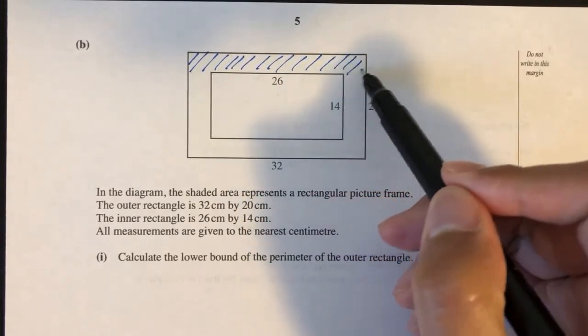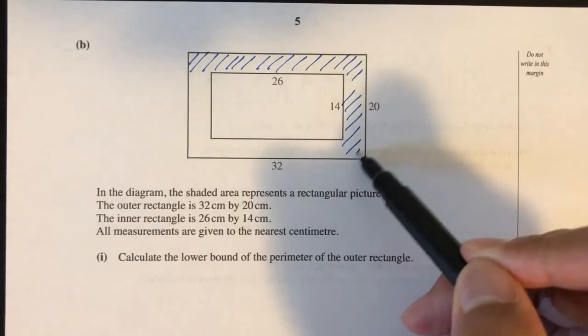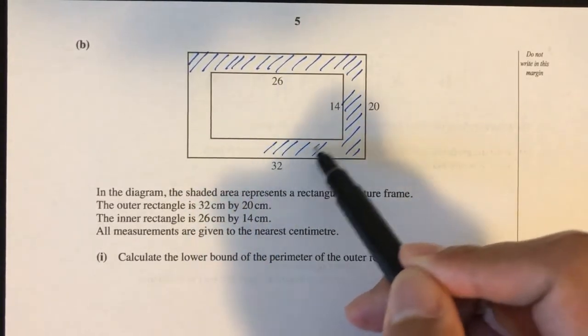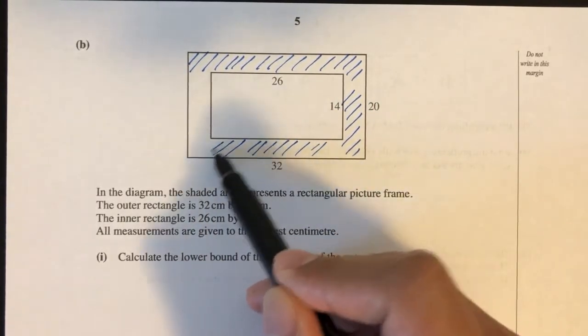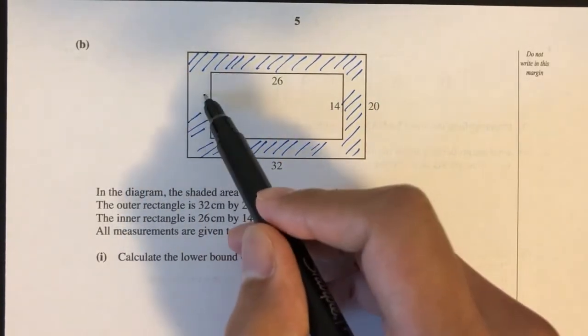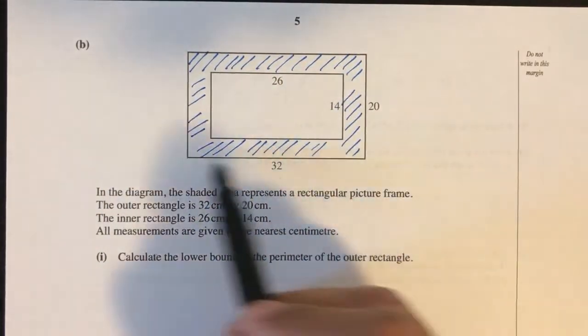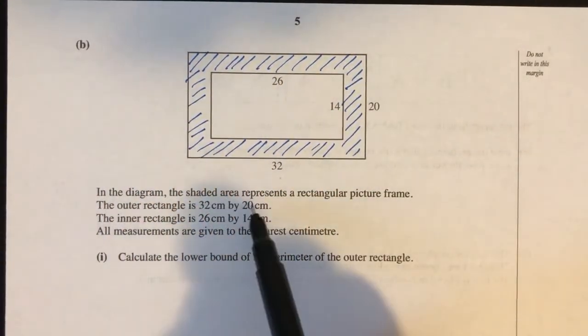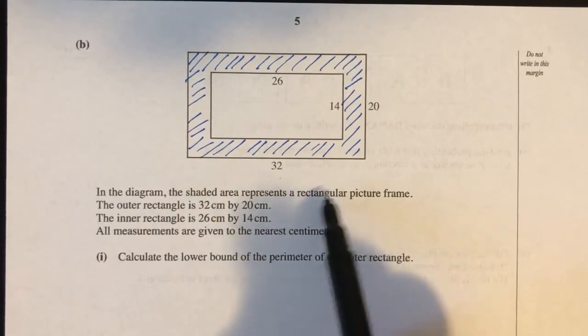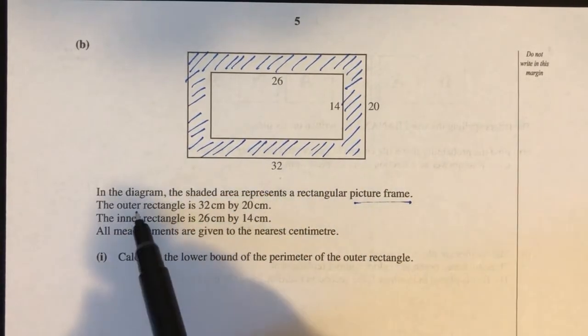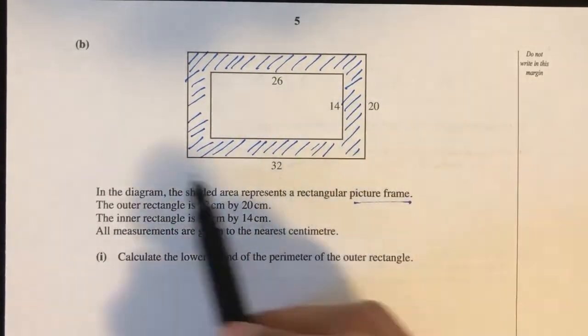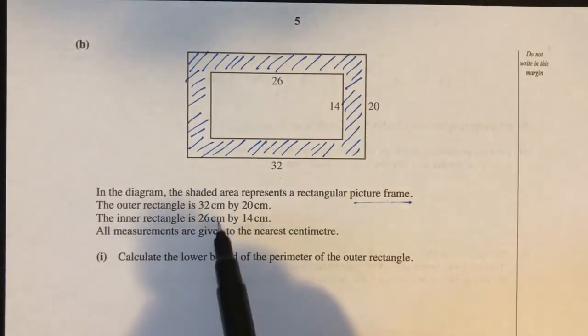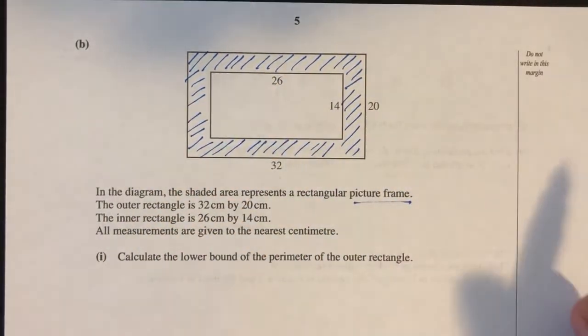So this part is the region that is shaded. I think my ink is kind of over, so that's why it's not showing up. But this is the shaded region that we have in this diagram. It says this area represents the rectangular picture frame. The outer of the frame is 32 by 20 and the inside will be 26 by 14.